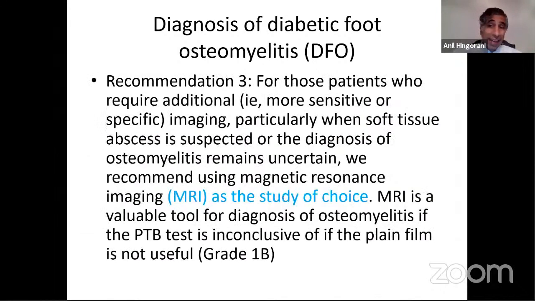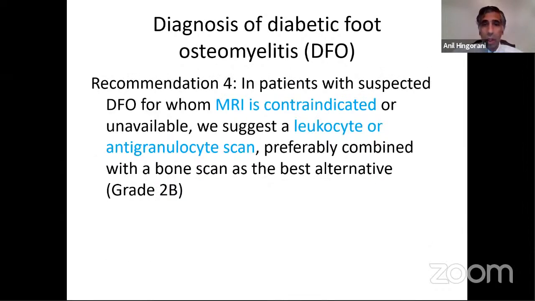However, if that doesn't work, then the next study of choice would be an MRI. That's based upon prior data showing the best accuracy, sensitivity, and specificity for the MRI looking for diabetic foot osteomyelitis. However, what do you do in those patients who have a pacemaker, or they're claustrophobic, or you can't get an MRI for one reason or another? Well, then we suggest a leukocyte or antigranulocyte scan, preferably combined with a bone scan.